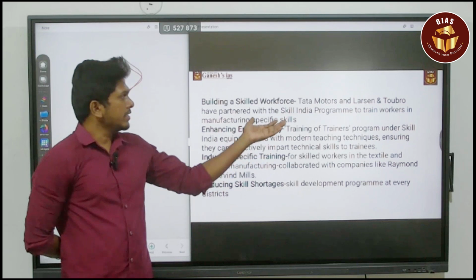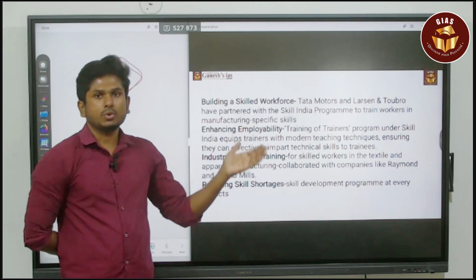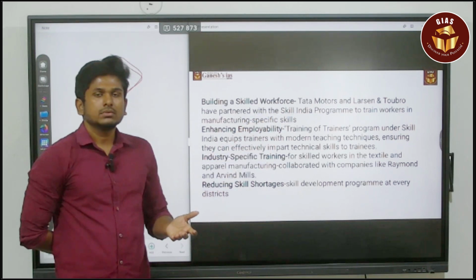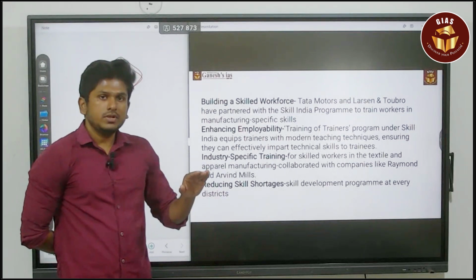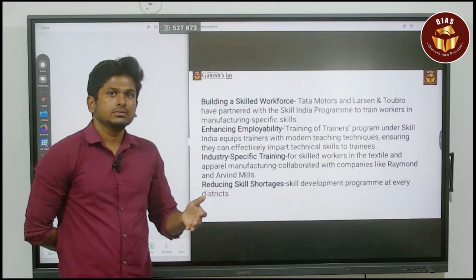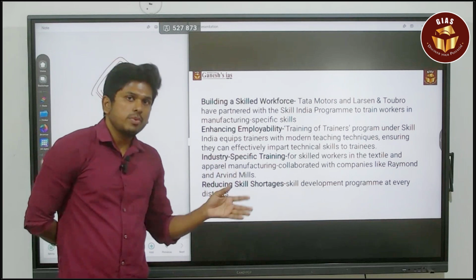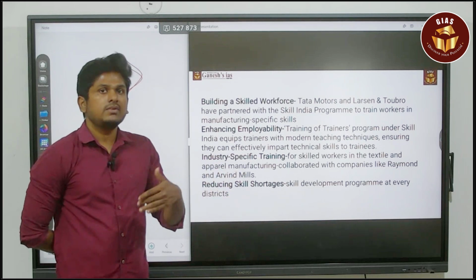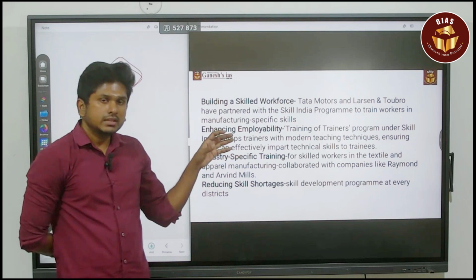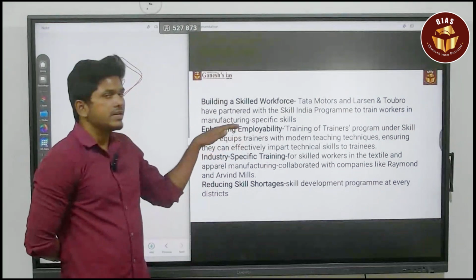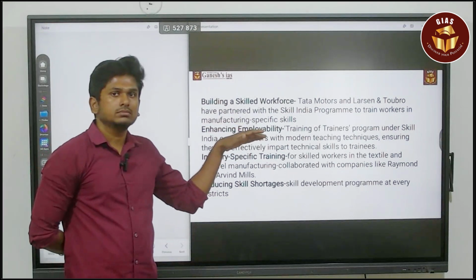At the same time, Tata Motors and L&T are going to make profits. So again, they are going to invest in India itself. They will start another hub, or they will go for new manufacturing. So by the way, India is going to grow. So that is the idea. This is the connection between the Skill India program and the Make in India program.